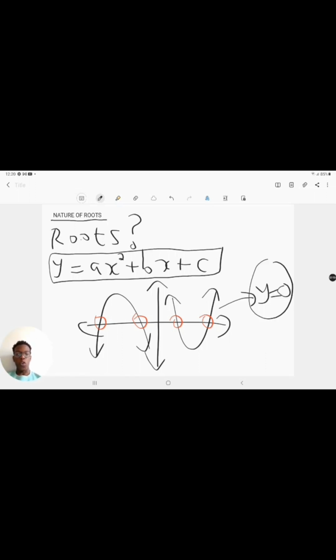So your roots are those values. Your roots are essentially the x-intercepts of your quadratic function. Those x values are your roots. In grade 11 and grade 12, when we're talking about the nature of roots, we're basically talking about the x-intercepts of your quadratic function. That's all that we're talking about. It doesn't get any more complicated than that.